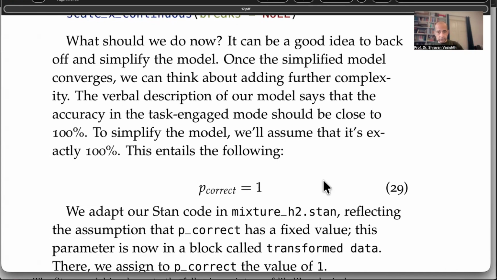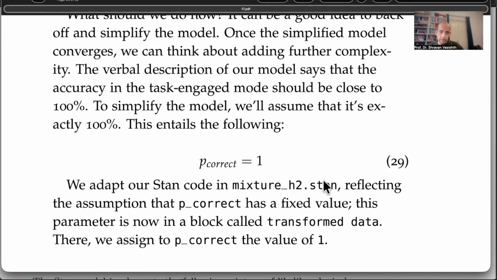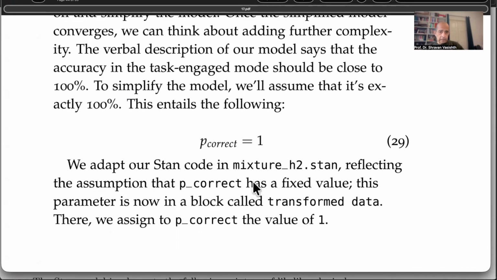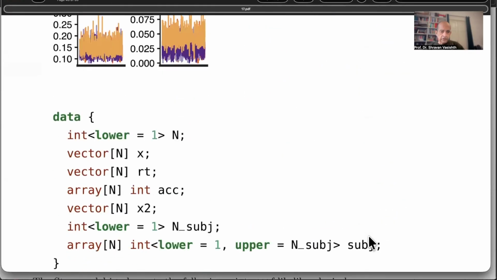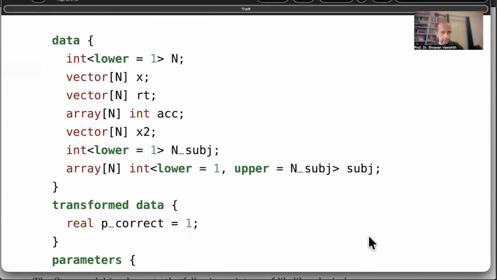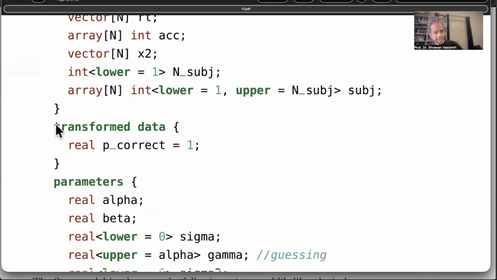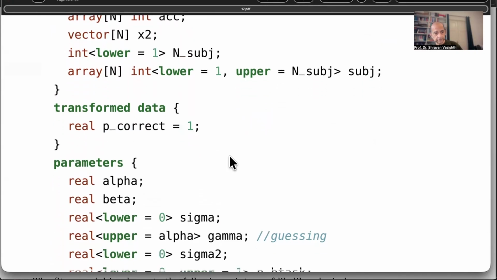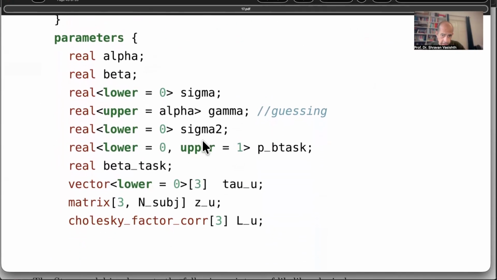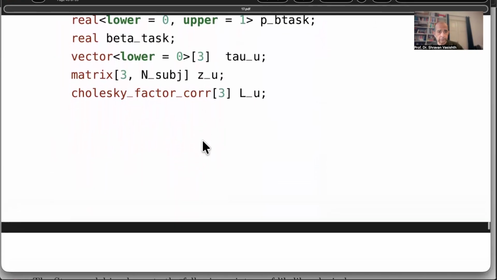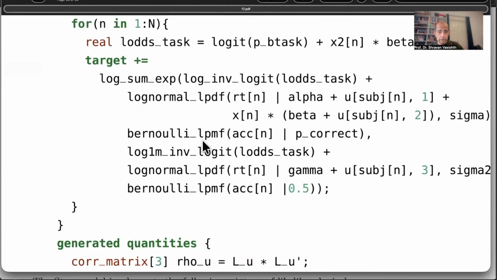Right, so this is an incremental process of adjusting the model. So now this next model with this hard-coded value for probability of correct responses is here in the bcoxi package. And now if you refit the model, so the model looks like this. What's happening is that there's a new block here called transformed data, which puts the probability of a correct response in the task engaged case to be 1. Okay, that's the only new thing here. Everything else is pretty much the same, so I don't need to discuss any of this.